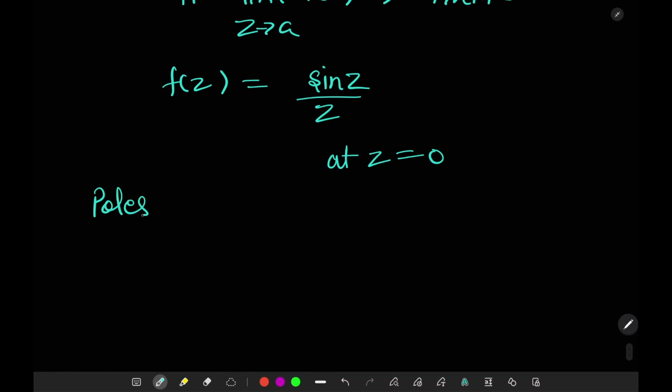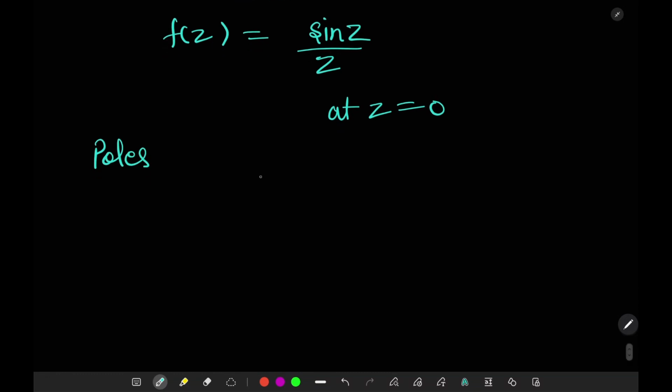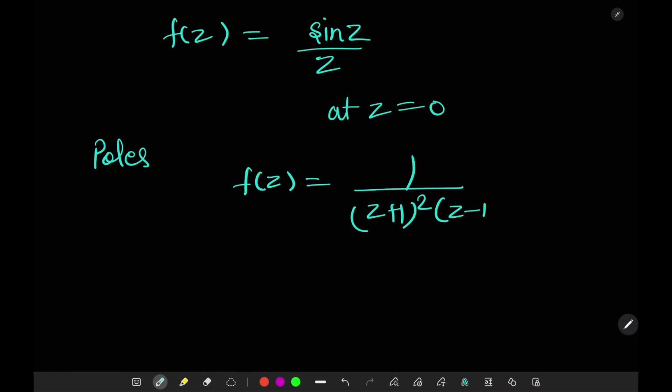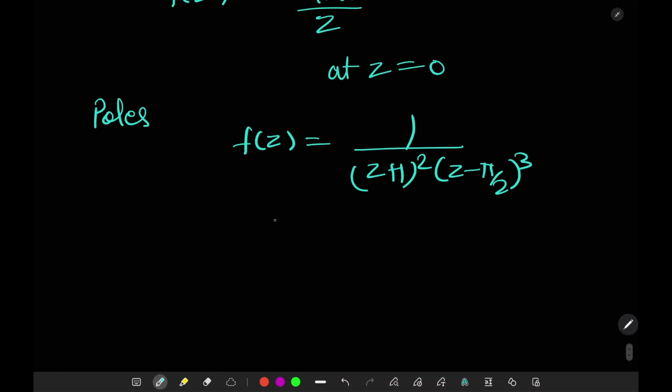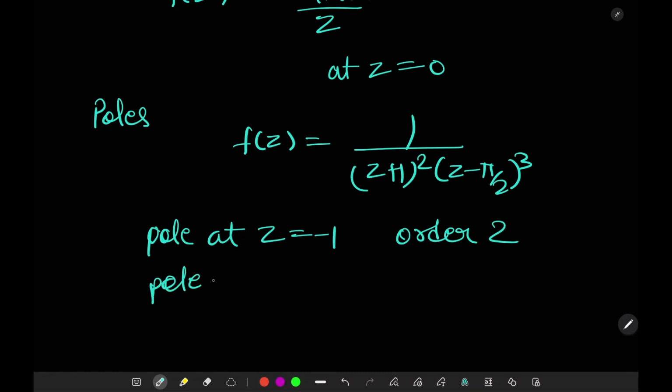Now another, poles. Here f(z) is equal to 1 divided by (z plus 1) whole square into (z minus pi by 2) whole cube. Here f(z) has a pole at z equals minus 1 of order 2 and a pole at z equals pi by 2 having order 3.